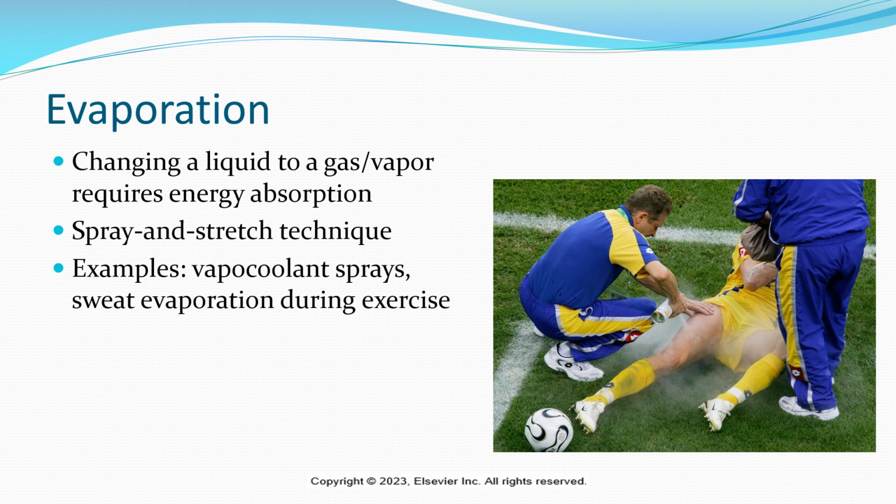So if somebody's having significant pain, let's say in that quadricep, like this person here getting this vapocoolant spray, you can actually spray the skin and then perform stretching techniques right afterwards. It's going to numb the area, it's going to decrease the pain, and then you're going to go ahead and stretch that area to try to increase range of motion. So some of the examples are that vapocoolant spray, and then you can also think of just sweat evaporation during exercise. That's our body's way of staying cool during exercise and regulating our temperature.